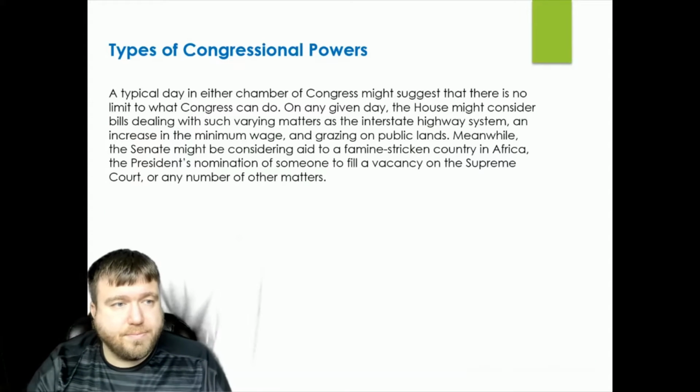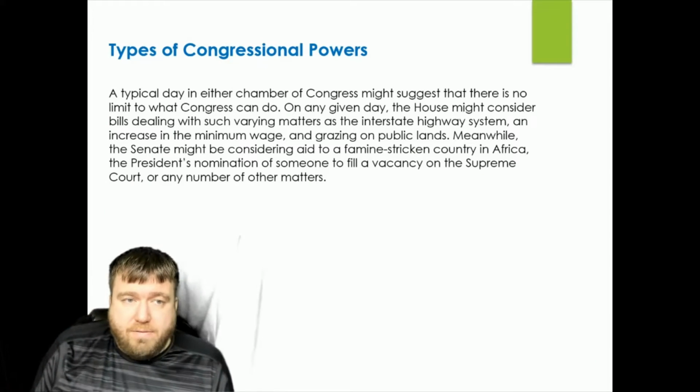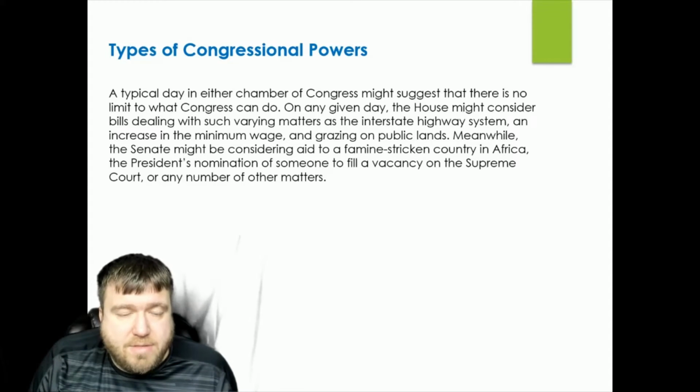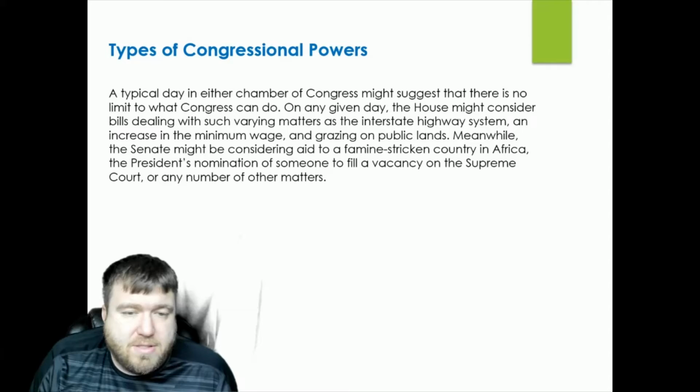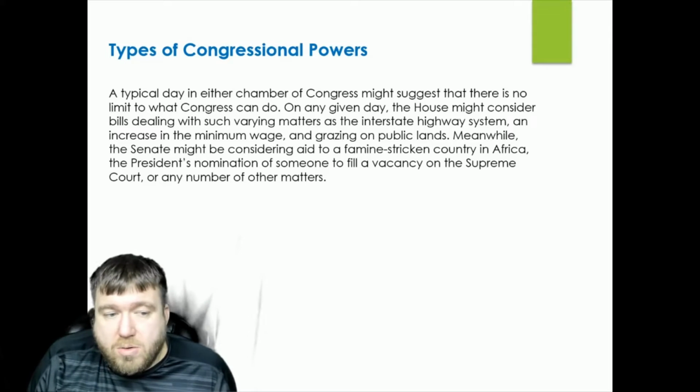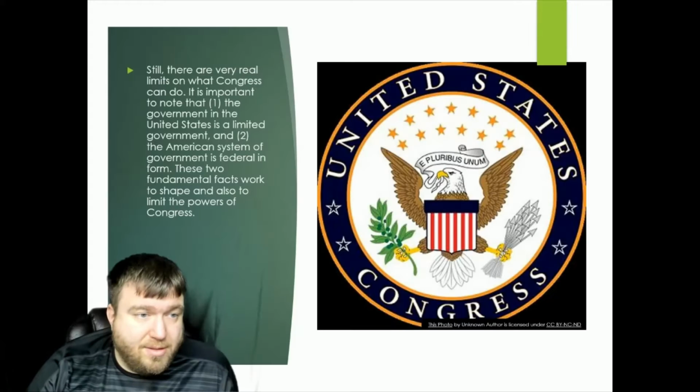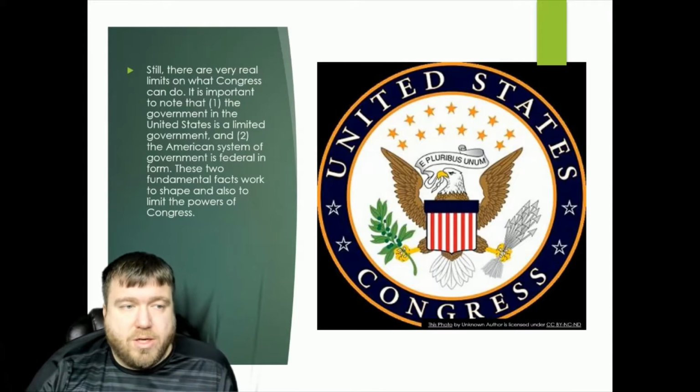Now, there are different types of congressional powers. A typical day in either chamber of Congress might suggest that there is no limit to what Congress can do. On any given day, the House might consider bills dealing with such varying matters as the interstate highway system, an increase in the minimum wage, and grazing on public lands. Meanwhile, the Senate might be considering aid to a famine-stricken country in Africa, the president's nomination of someone to fill a vacancy on the Supreme Court, or any number of other matters. There is a lot to cover here. Still, there are very real limits on what Congress can do.